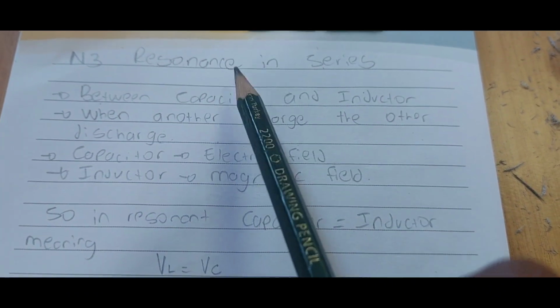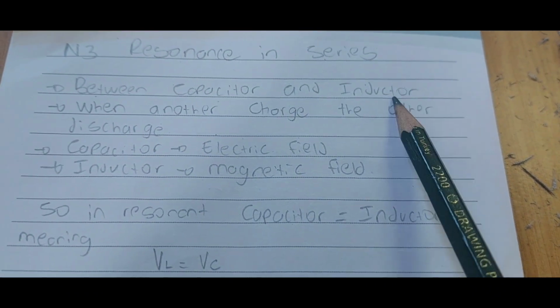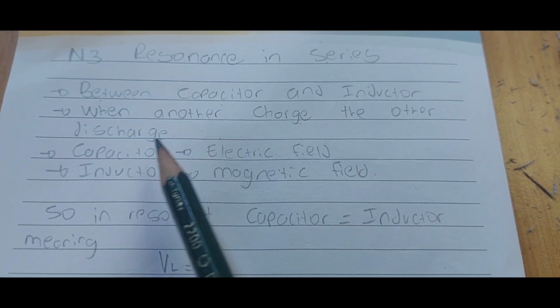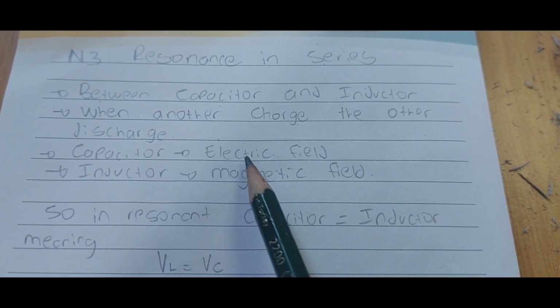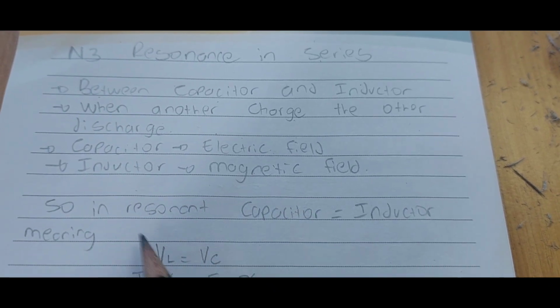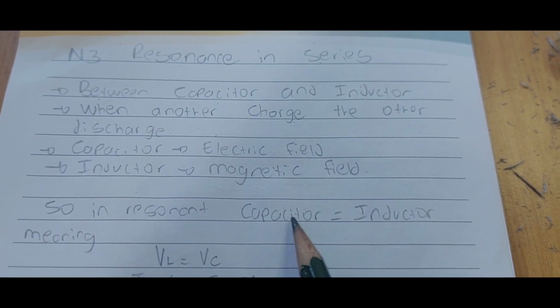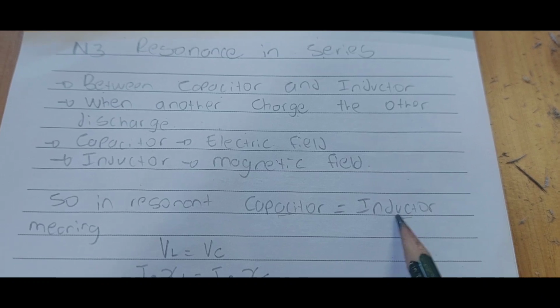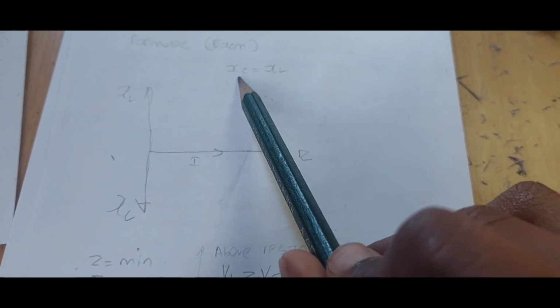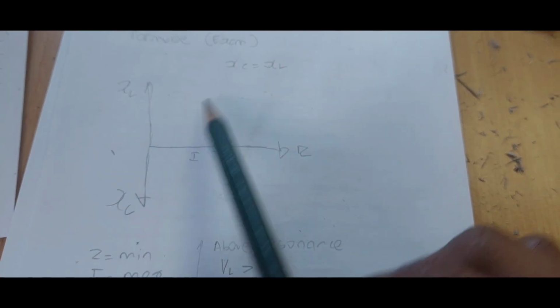Hello students, today we're going to be doing resonance in series. Know that resonance in series is between the capacitor and the inductor. When one charges, the other discharges. The capacitor depends on the electric field while the inductor depends on the magnetic field. In resonance, the capacitor will be equal to the inductor, and the reactances are also equal.